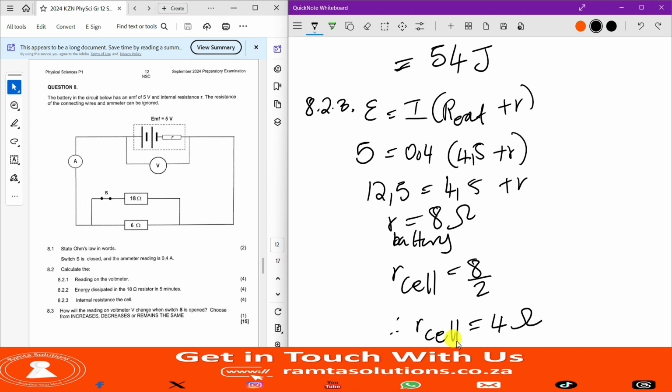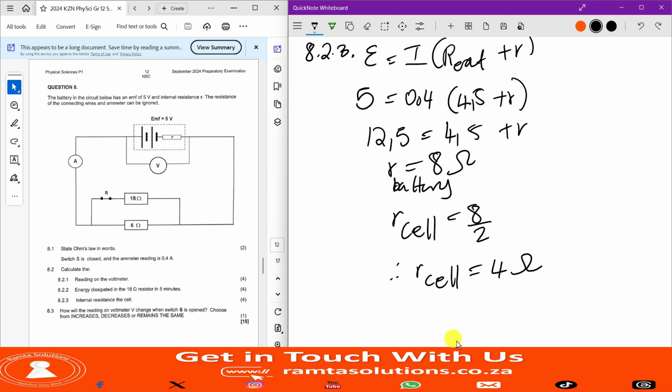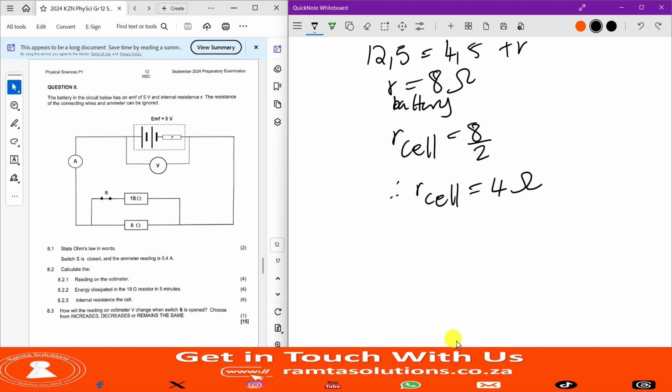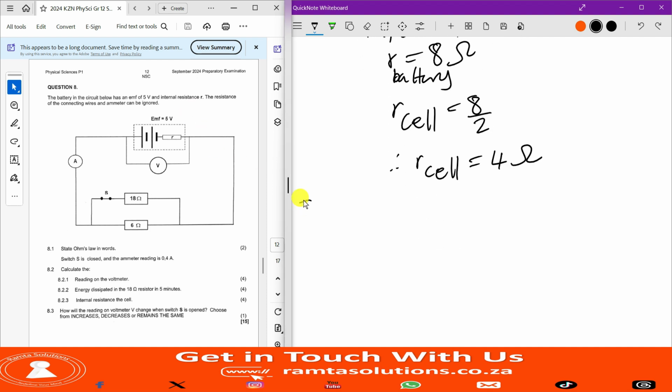We are done. All right, so check this out now. We have saved about 3 minutes. Let's go now to the last question. 8.3. How will the reading on the voltmeter V change when switch S is open? Choose from increases, decreases, or remains the same.